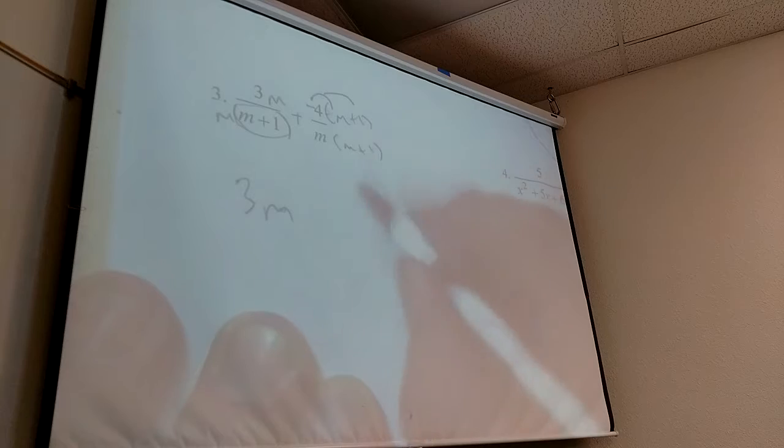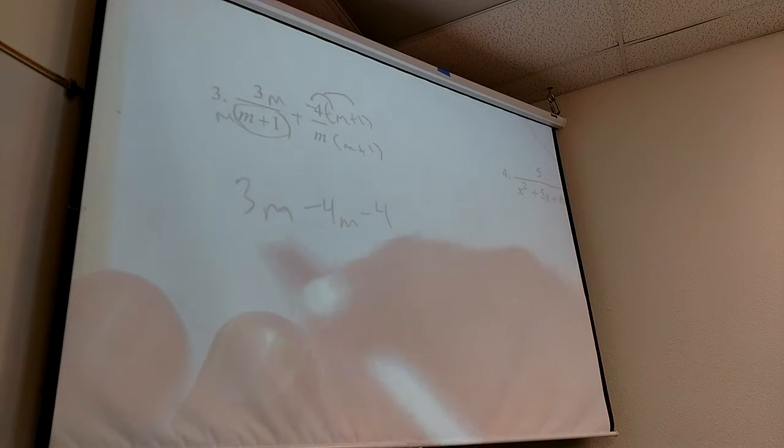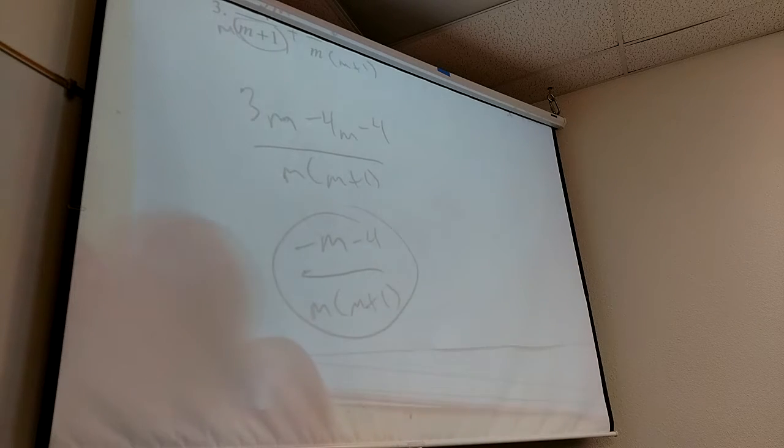Negative 4m. Negative 4 times 1 is negative 4. And on the bottom, I got m times m plus 1. So on the top, what do I get? Negative m, I like it. Minus 4 over m times m plus 1. Pow!